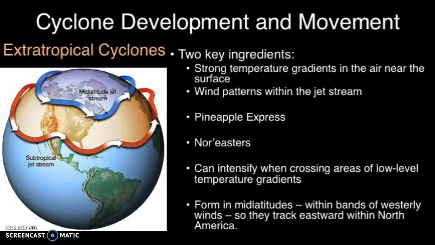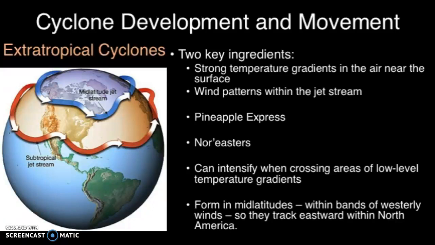So a few examples are the Pineapple Express. The Pineapple Express is one of the extratropical cyclone patterns that are seen. It's a series of extratropical cyclones that develops during some winters on the Pacific coast. They usually track northeastward, and they originate near Hawaii, which is why they are called the Pineapple Express.